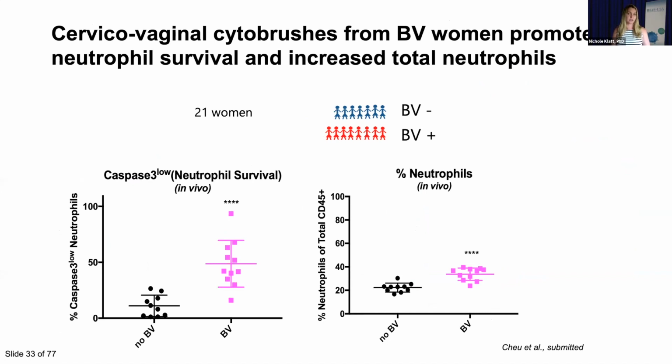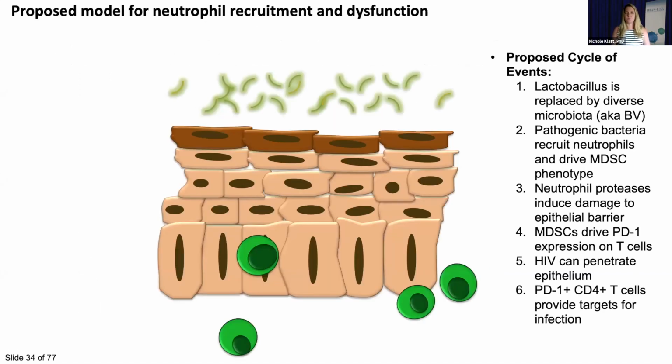So very similar to what we see in pathogenesis. Again, this is in uninfected women, but bacterial vaginosis might be bringing in these inflammatory neutrophils, causing inflammation and barrier damage, and allowing the gut to get through.